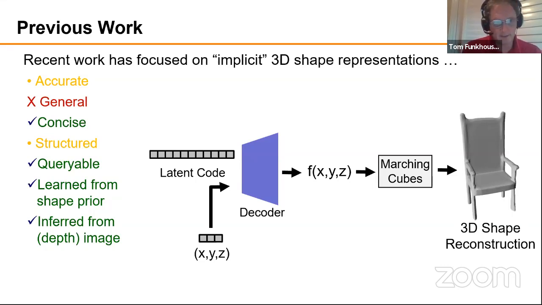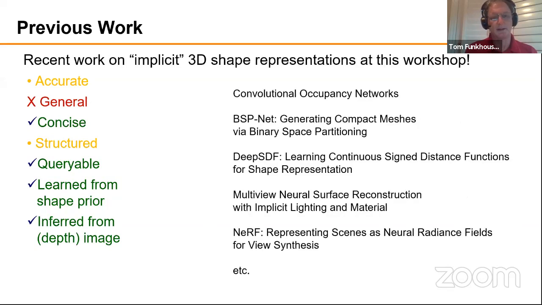Okay, so these methods are much more accurate than the previous learned methods, but they aren't very general. Again, they're usually demonstrated for a small set of classes, and if you gave them a test example that's really far away from anything they've seen before, they would be very bad. They have some structure, and they're more queryable, especially if the query you want to do is exactly the query that the decoder can do. But they still don't really have quite the structure and accuracy that we would like.